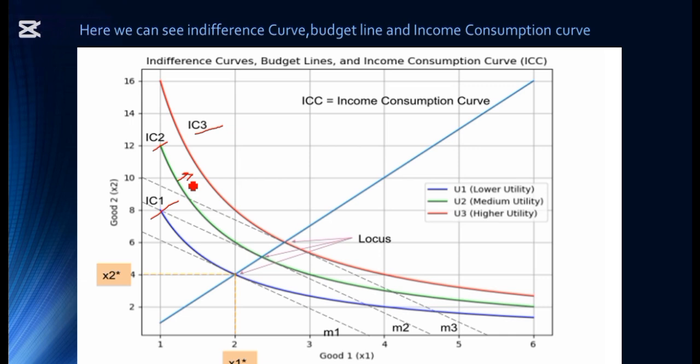The income consumption path curve is the locus of these three. You can see here the locus. The locus of these three IC curves is the income consumption path. These equilibrium points show the direction of consumption changes.